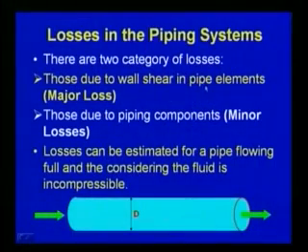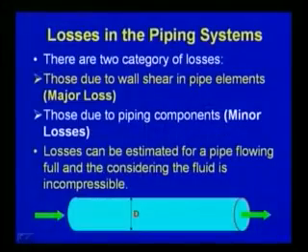So, like this we can classify the losses into major losses due to the wall shear, and minor losses due to the piping components like bends, the entrance or exit, the junction, or the expansion or contraction. Losses can be estimated for a pipe flowing full and considering the fluid is incompressible. Most of the fluid flow we consider in all our discussion is incompressible.